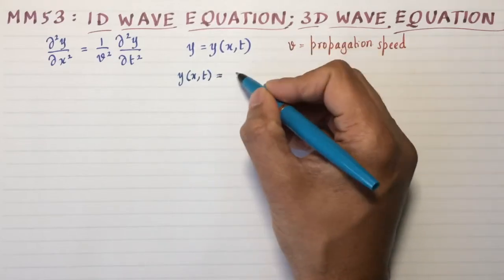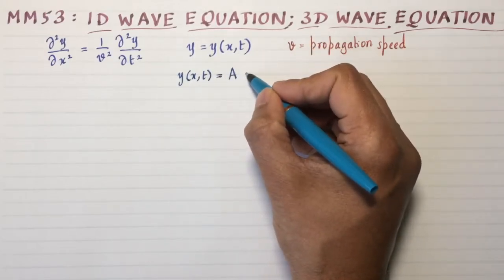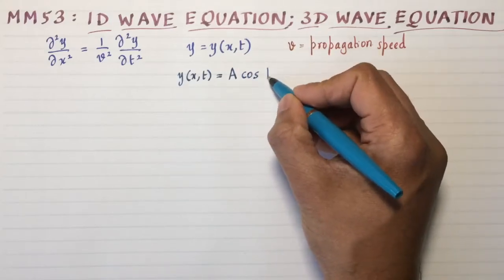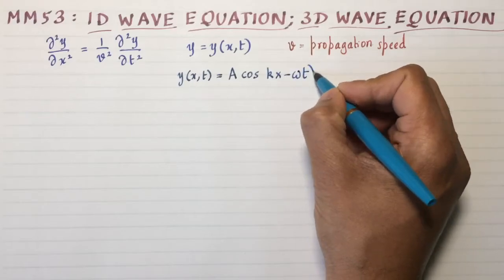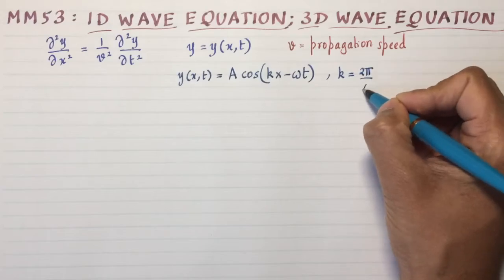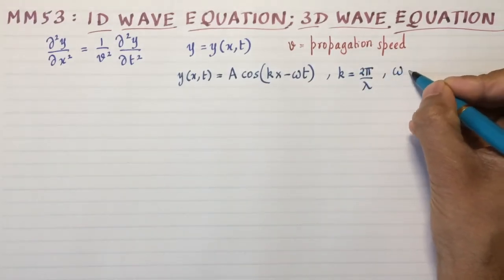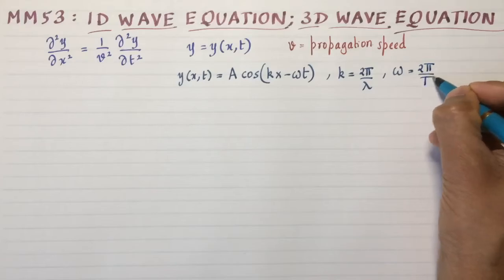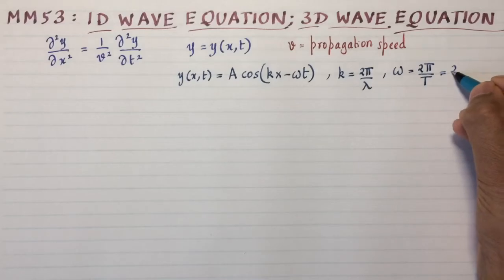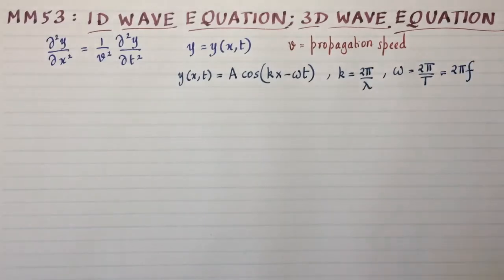So y of x comma t could be something like a cosine or sine of kx minus omega t, where k is related to what's called the wavelength of the wave and omega is related to what's called the period of the wave, 2 pi over the period T, sometimes also written as 2 pi times the linear frequency of the wave. So let's first of all verify that this satisfies the definition of the wave equation.